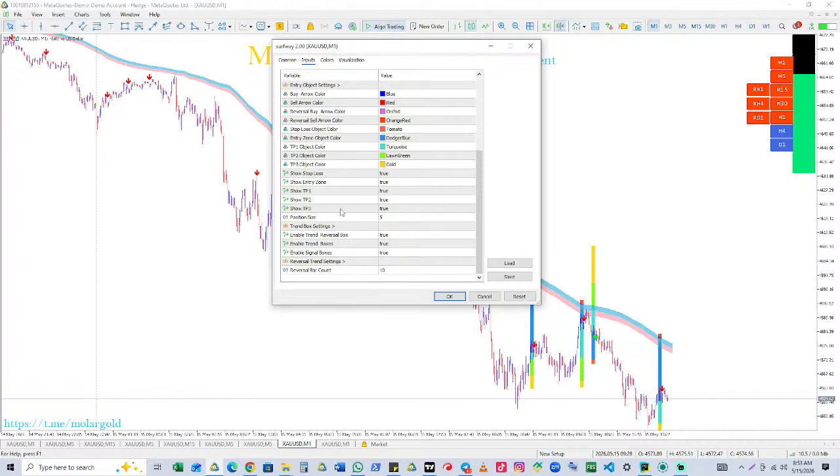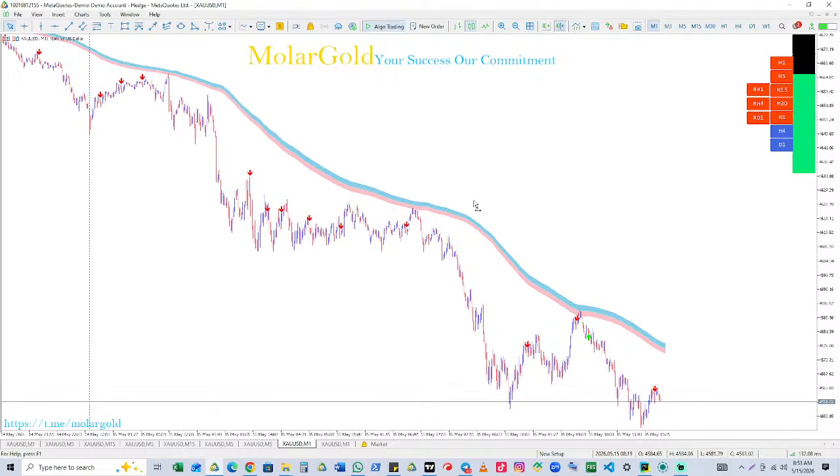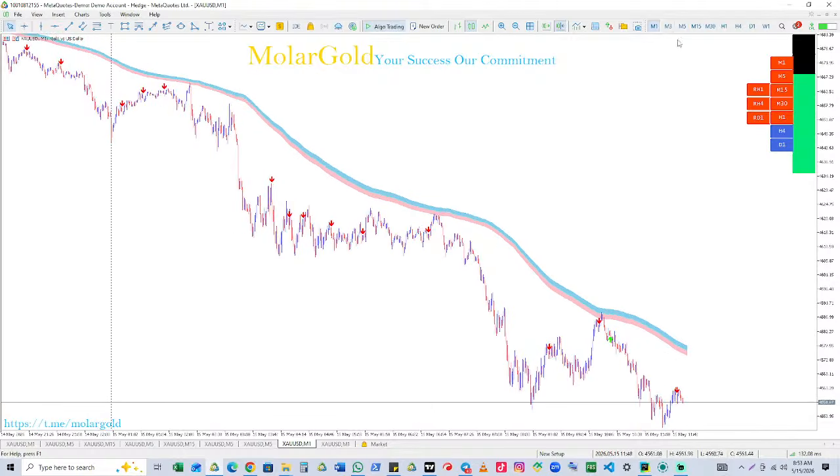We have the target 3. You can turn it off. You have target 2. You can turn it off. You have target 1. You can turn it off. Entry. You can turn it off. And it goes on. So what I'm going to do now is I'm going to turn on entry and show entry zone. These are the areas I'm turning on. All right. Oh, okay. I have to close this thing from here. Perfect. So I have to turn them on for you to see.